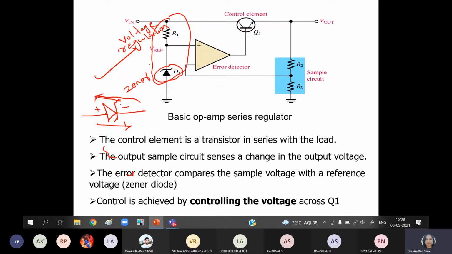It allows the current to pass through, and for stabilization it needs one more resistor to protect the circuit. That's why we need this V reference signal to build the V reference voltage. We need to take the help of the Zener diode and one series resistor for the voltage regulation.